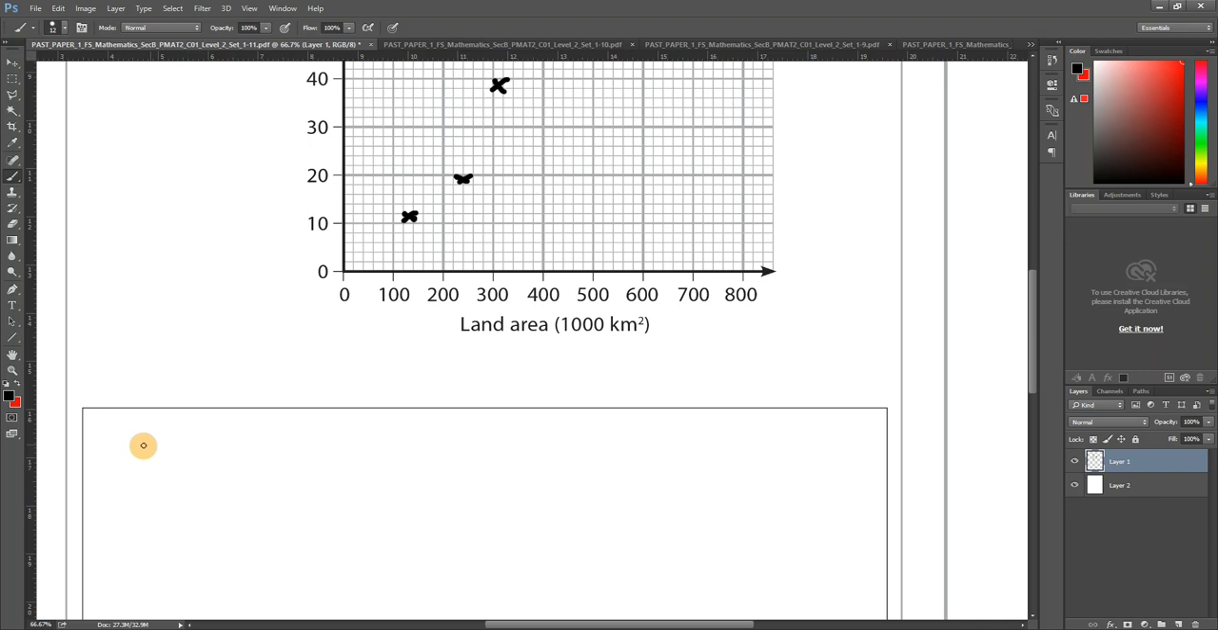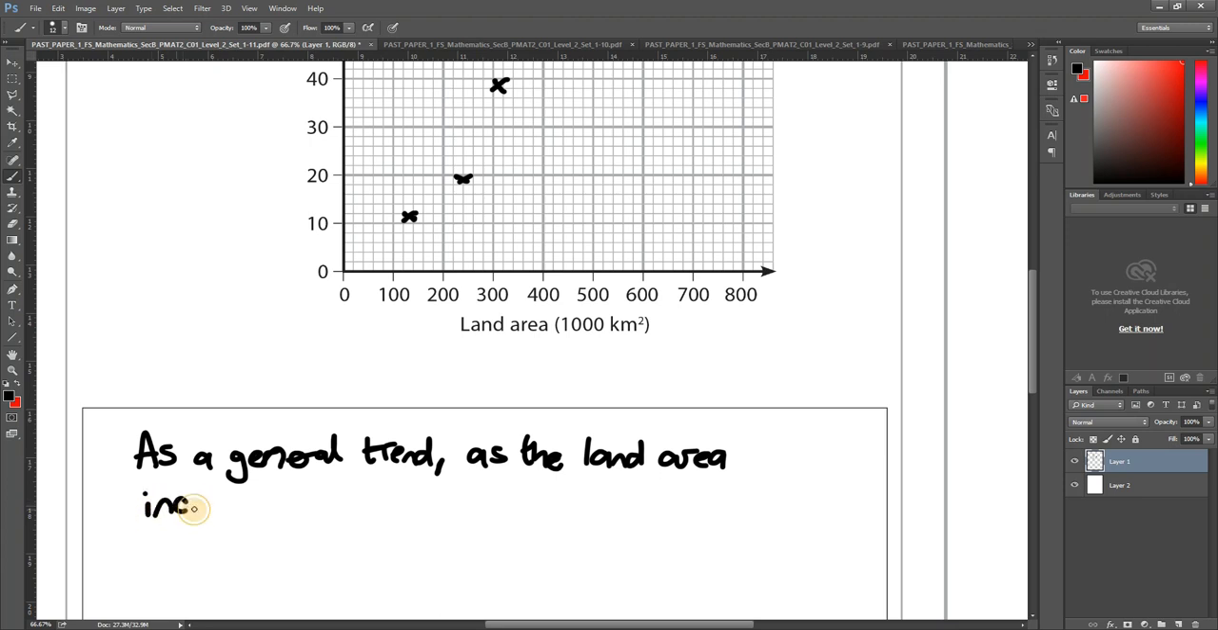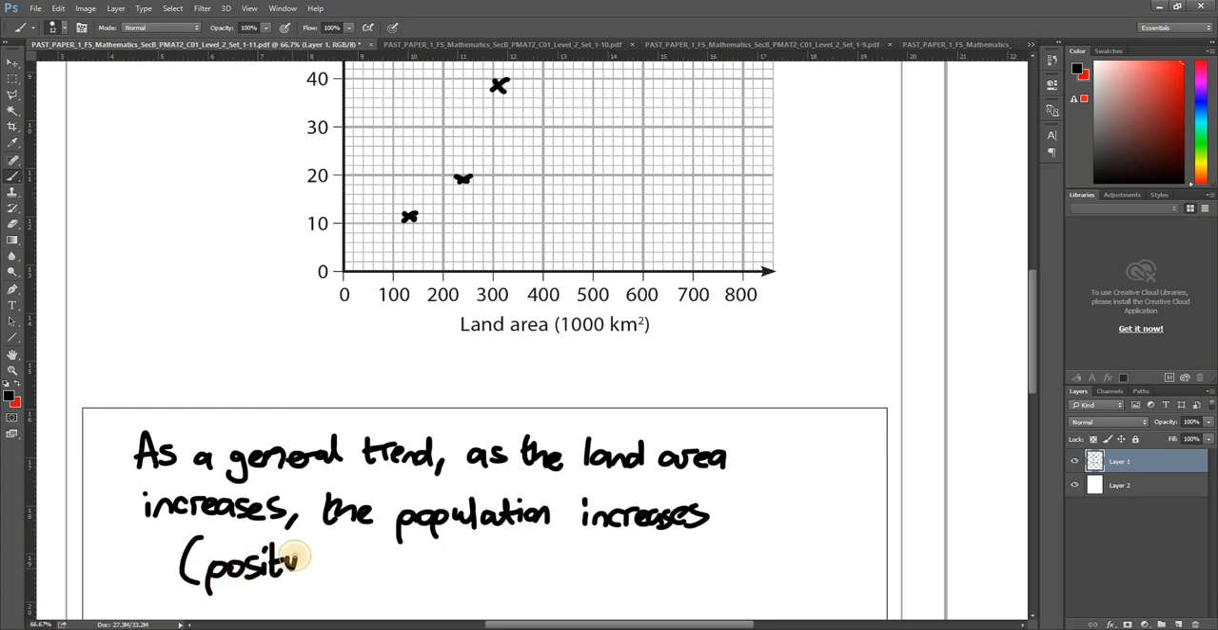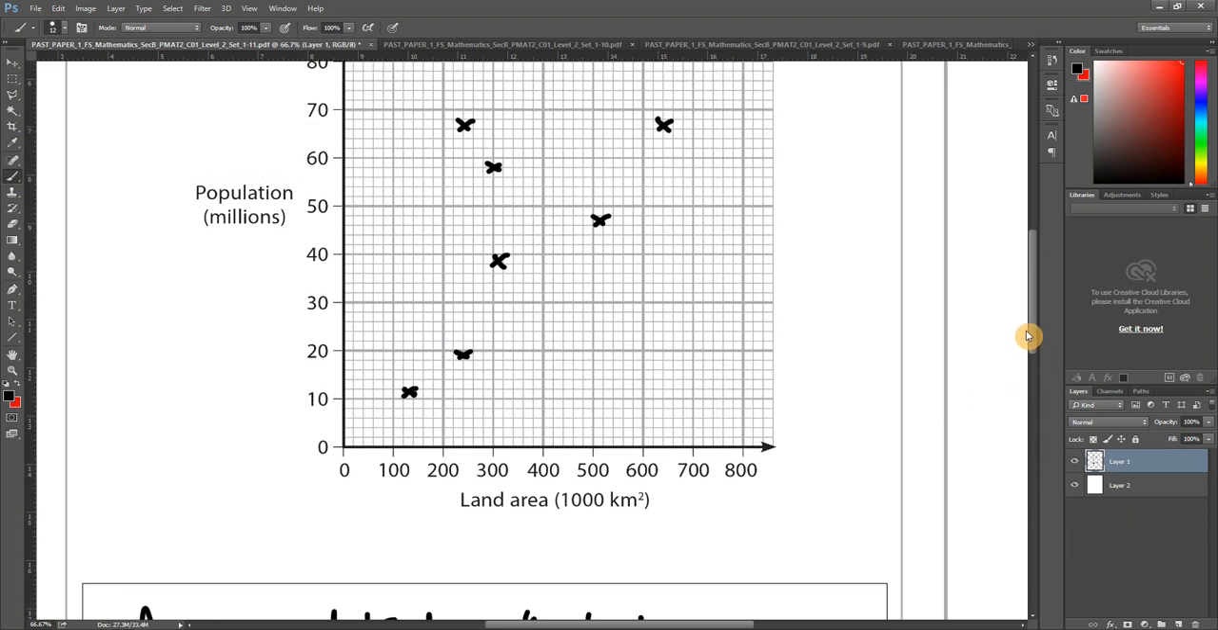So let's say, as a general trend, as the land area increases, population increases as well. And I'd put in brackets positive correlation. Yeah, something along these lines. And do mention the positive correlation as well, just to make sure that the person marking it understands it as well.